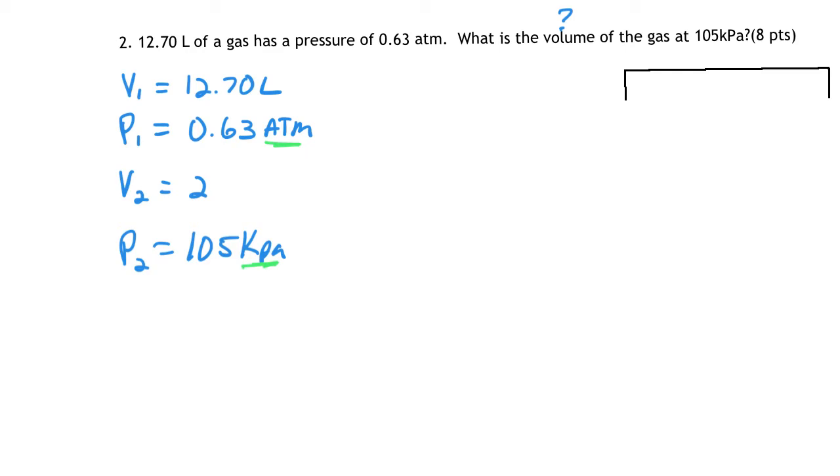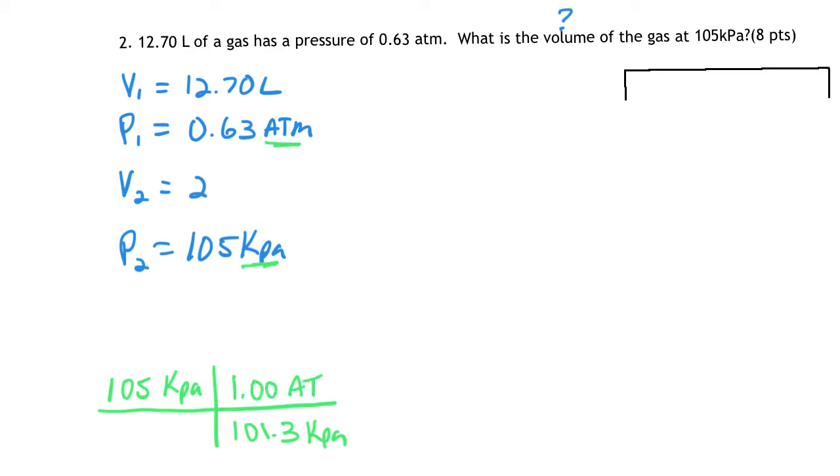So I'm going to convert to atmospheres. So I have 105 kPa, there's my known. Now I'm going to need to look at my reference table and find out what 100 kPa is equal to. So I've got kPa on the top, 101.3 kPa is 1.00 atmospheres.